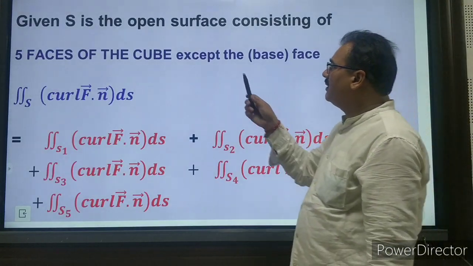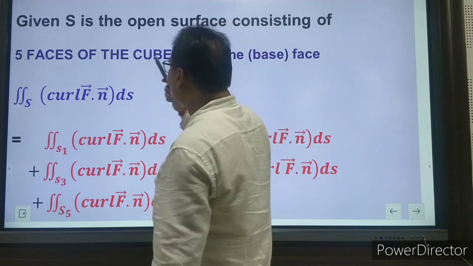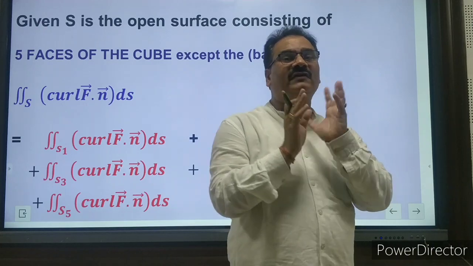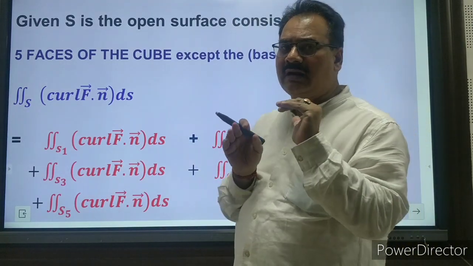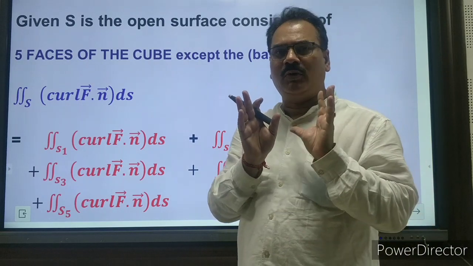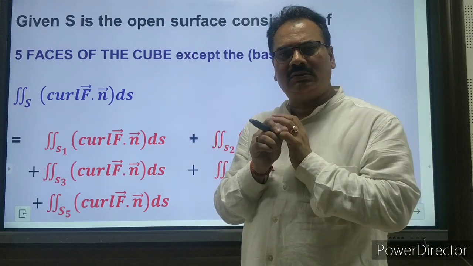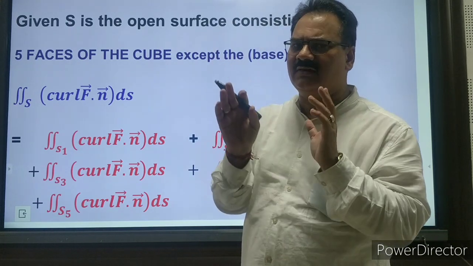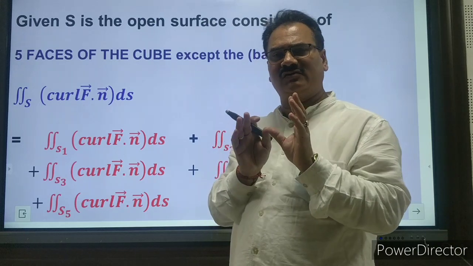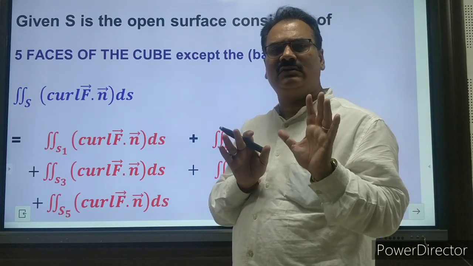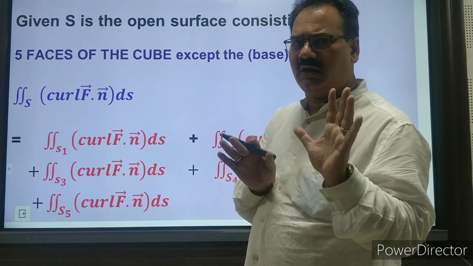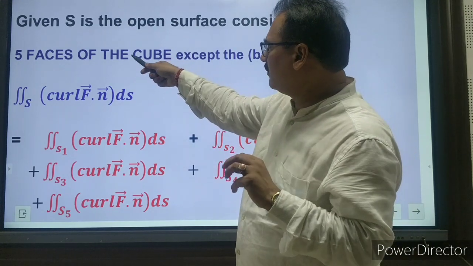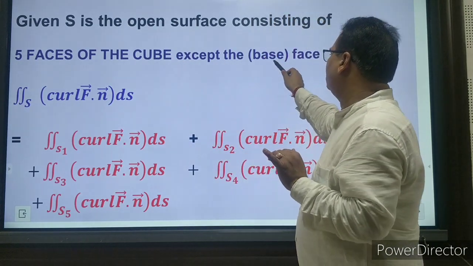Now, given S is the open surface consisting of 5 faces of the cube. Just imagine, the cube has 6 faces, so we keep one aside. This method is very unique, I am telling you. If you concentrate on this lecture, then you can very easily verify Stokes theorem. There are many ways, but this is the simplest way, I assume. If you learn this, at least you will be able to solve the verification of Stokes theorem. So keeping one face aside, we go for the 5 faces of the cube except the base face.